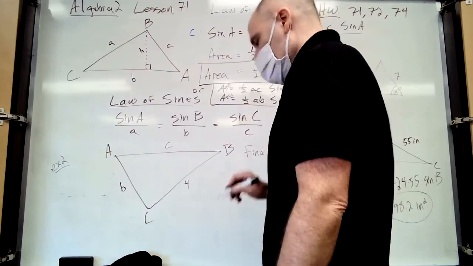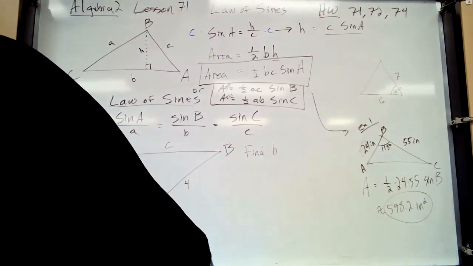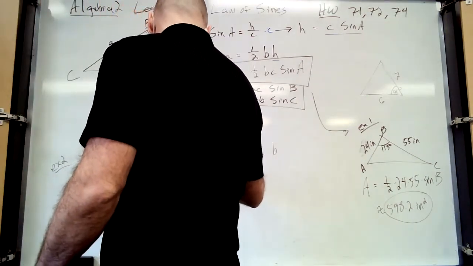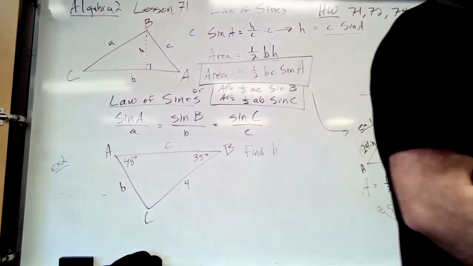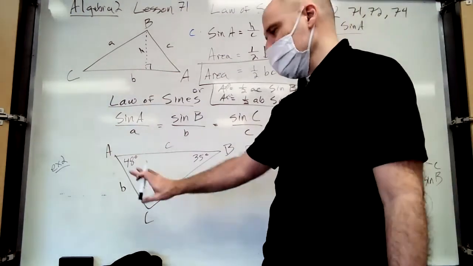All right, now I need a little bit more information. I've got some angles, 48 and 35. So this time I'm given 2 angles, which is nice. I could figure out that third angle if I wanted to. What is that? 97 degrees, but I don't need to.